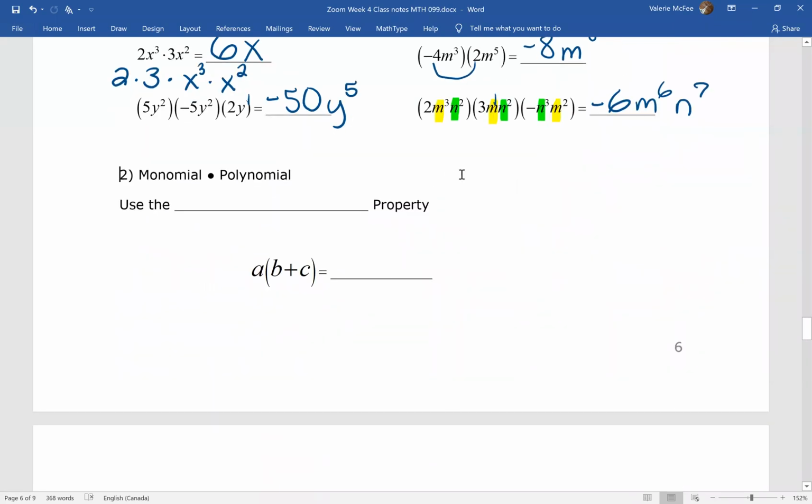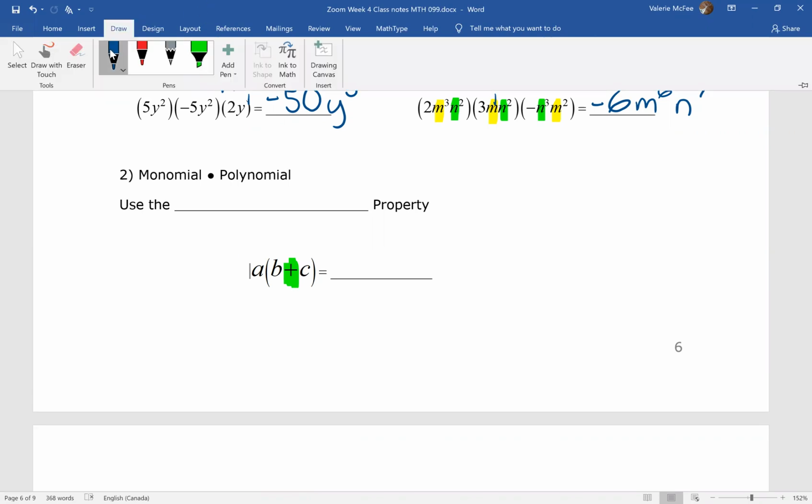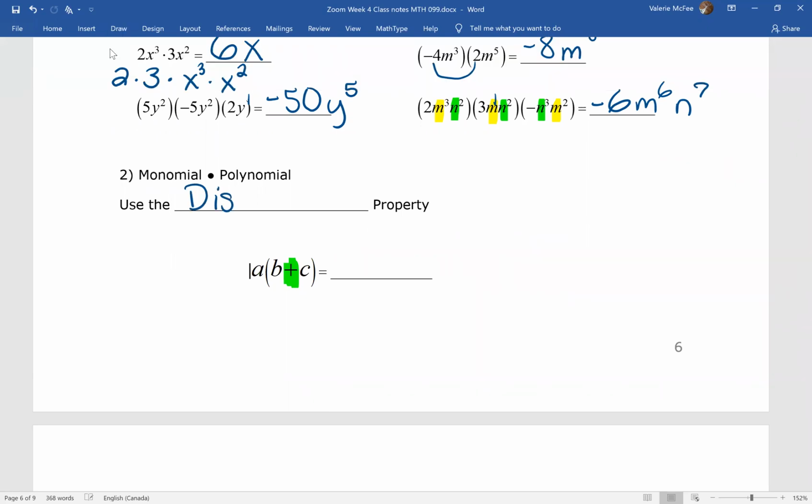But now we want to talk about a monomial times a polynomial. Notice that inside my polynomial, it means I have addition and subtraction. A polynomial has more than one term. And if I think about order of operations, I can't simplify inside that bracket. B plus C, these are not like terms. They can't be combined any further. So we're going to use the distributive property.